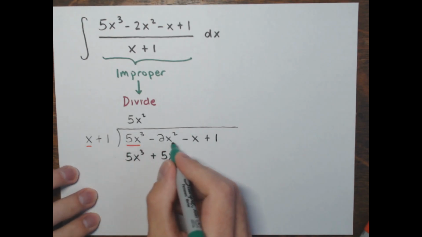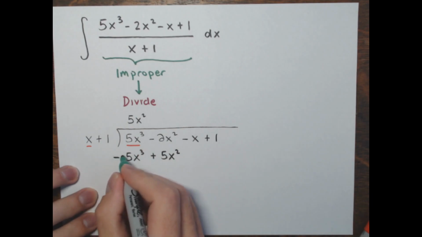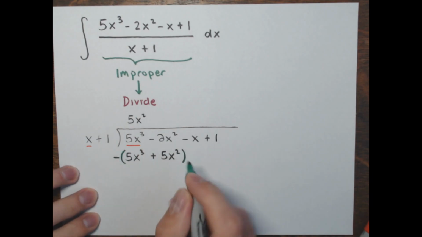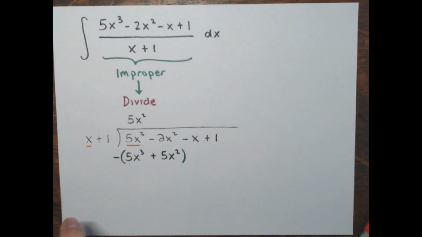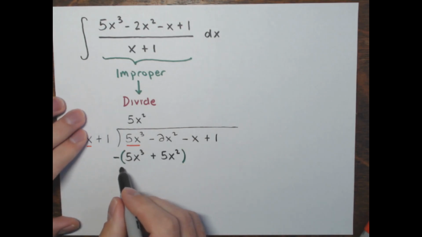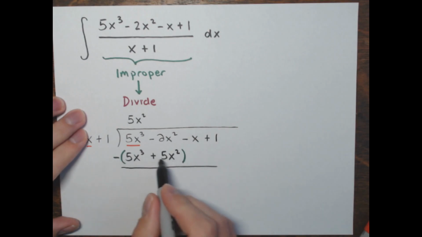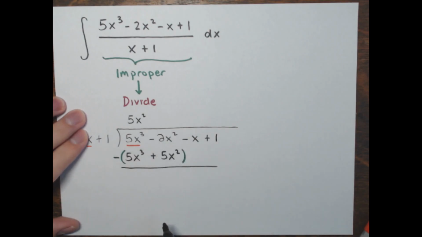So I take the polynomial I started with and then subtract. Now be careful with this. You've got to subtract the entire thing I just wrote, the entire polynomial I just wrote, not just the first term. So I like doing this with the parentheses. Subtract this polynomial from the one above it.